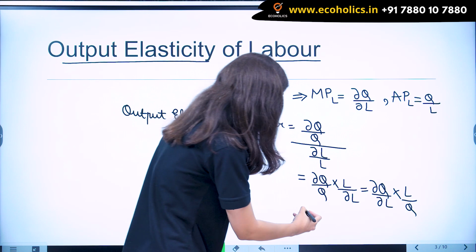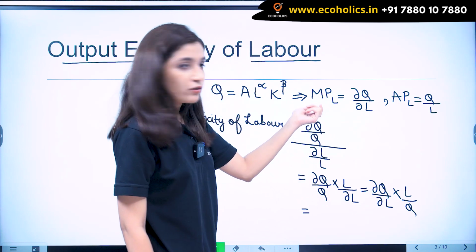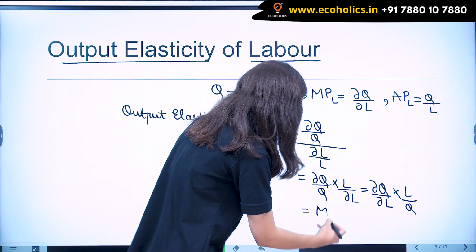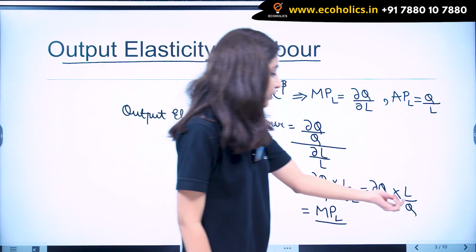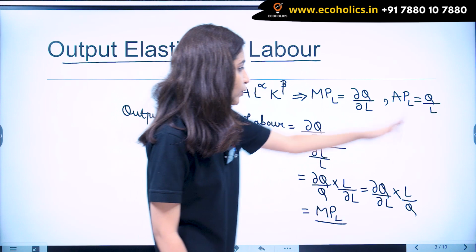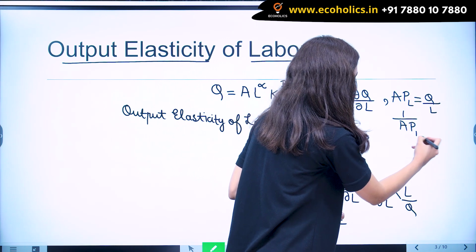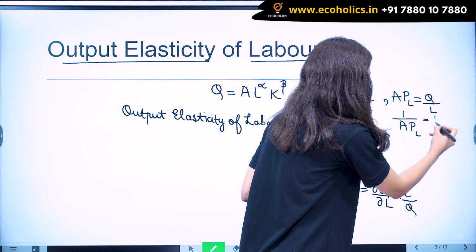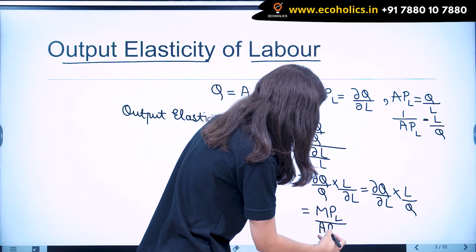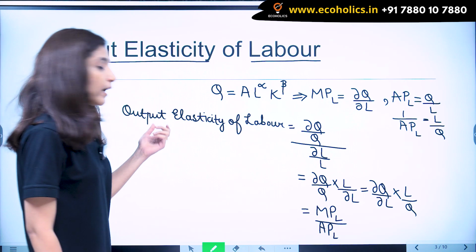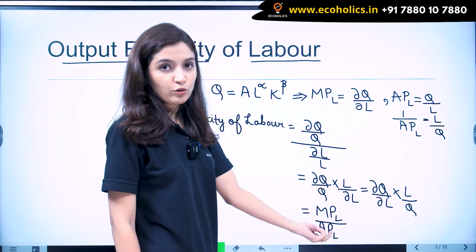So, we can write the output elasticity of labor as ∂Q by ∂L, which is marginal product of labor, and now L by Q will be 1 by APL, since Q by L is APL, that is average product of labor. So this will be MPL upon APL. To determine our output elasticity of labor, we need to find MPL and APL, that is marginal product of labor and average product of labor.